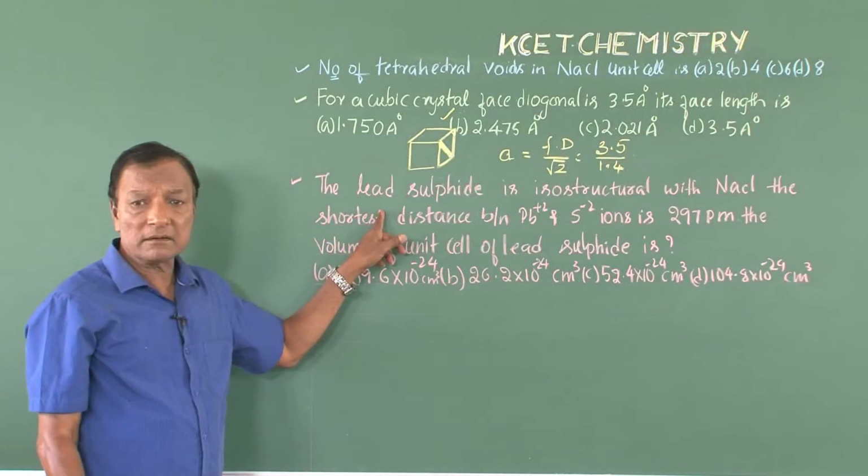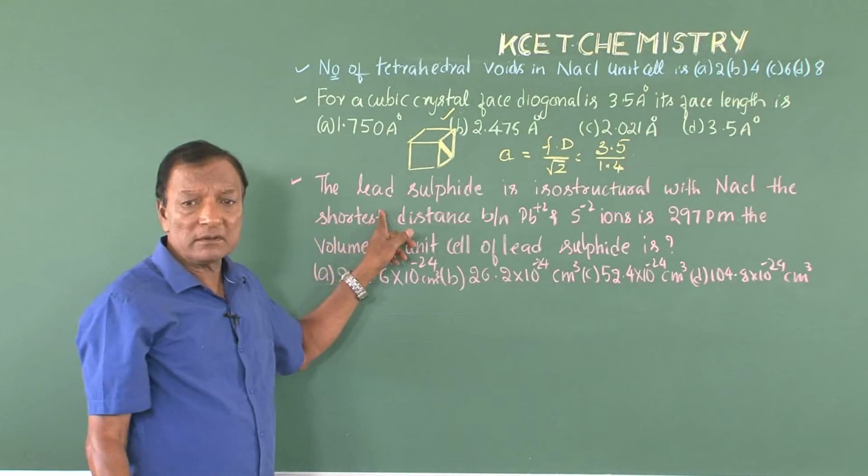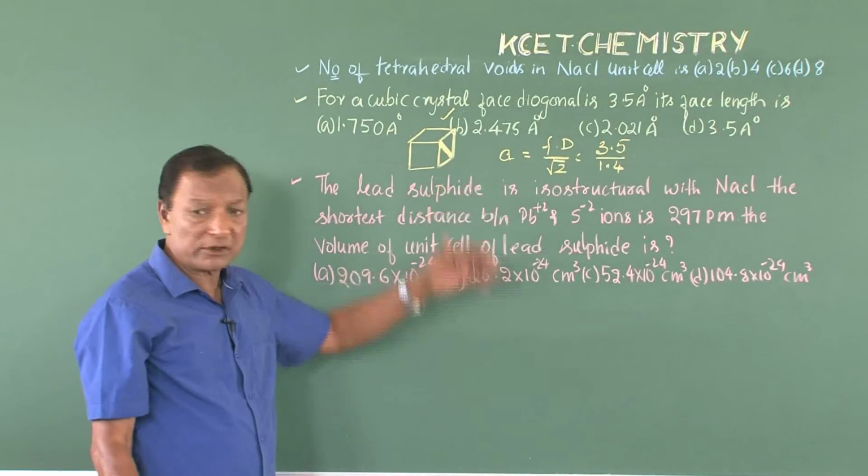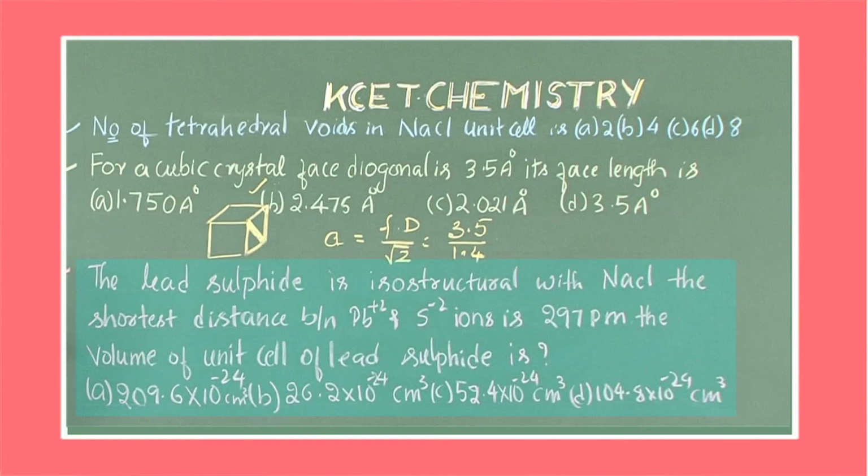In the next, sometimes we are expected to go for such calculations also. The lead sulphide is isostructural with NaCl. The shortest distance between the Pb+2 and S-2 ions is given. With the help of this shortest distance, we are expected to give the volume of the unit cell.